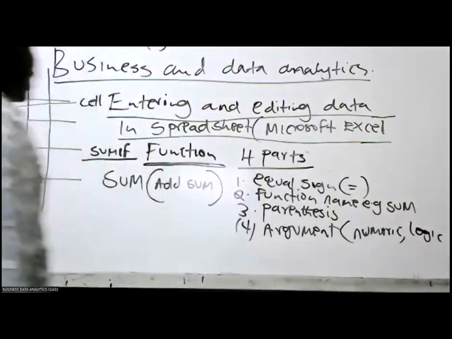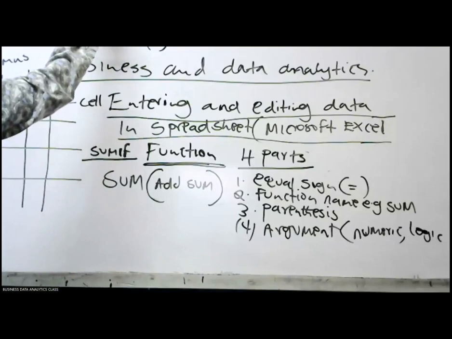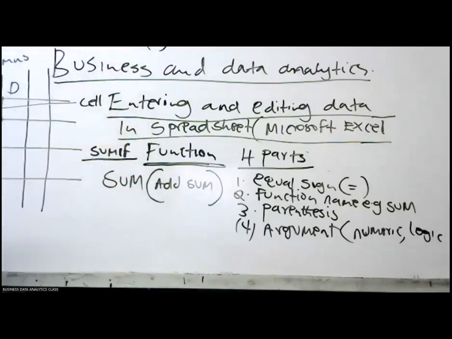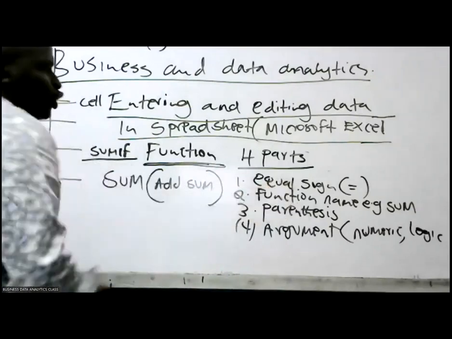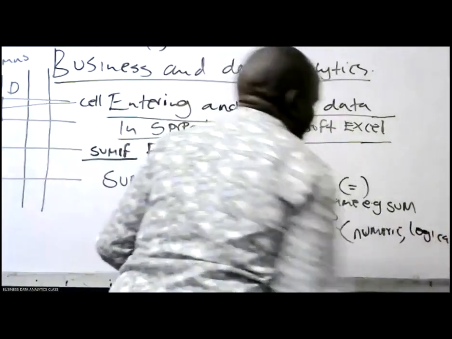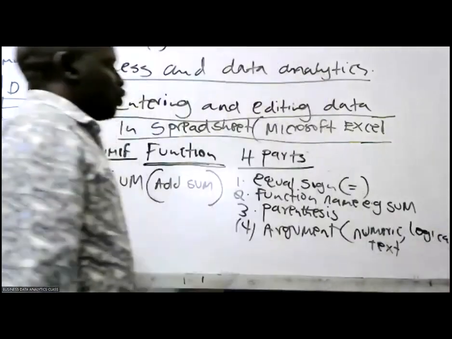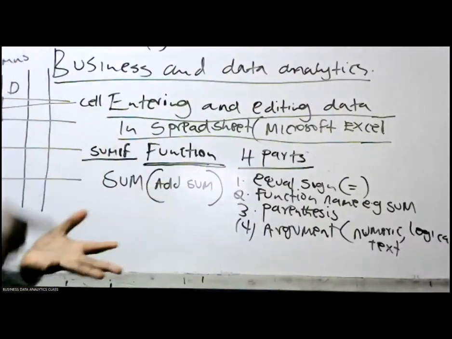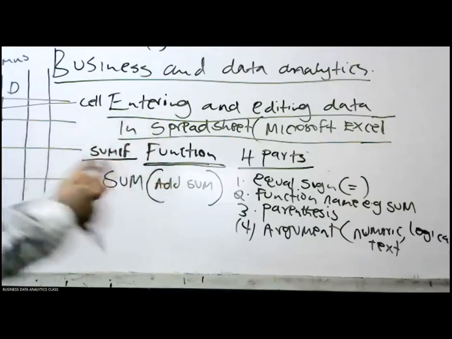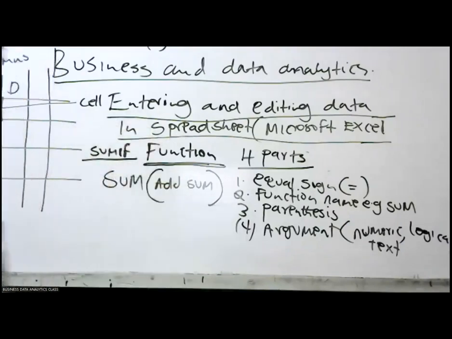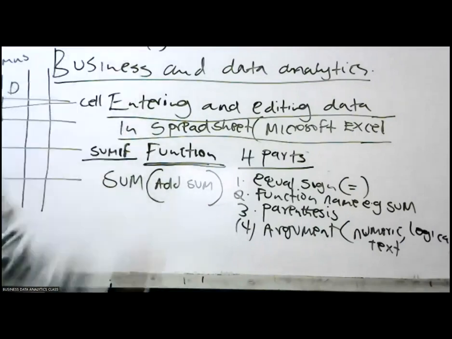For example, if I'm trying to solve a question, we have the logical, and then we have also the text. So under the argument, it can be a numeric, it can be a logical, it can be a text. Numeric is the normal one, we add some numbers, and the logical is the one where maybe we use an IF function.